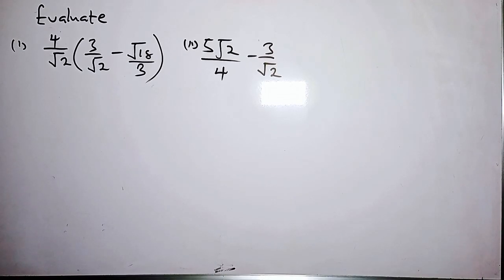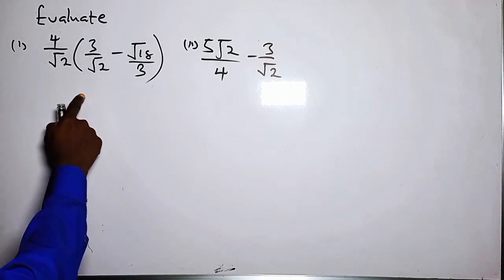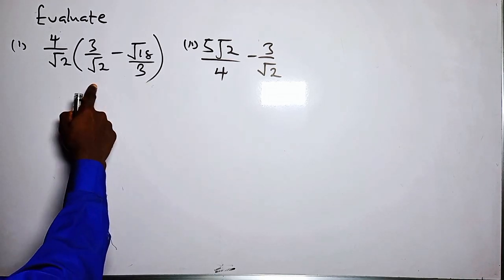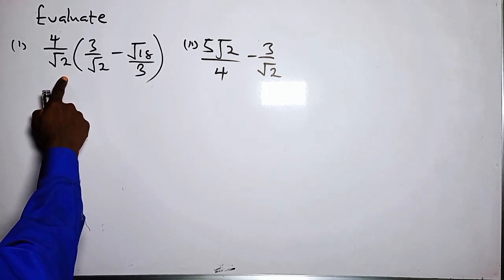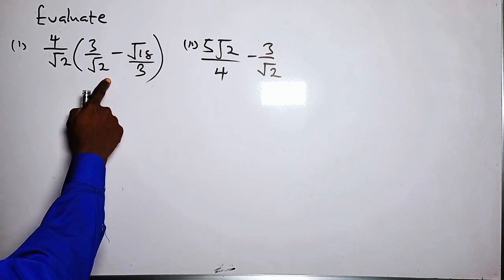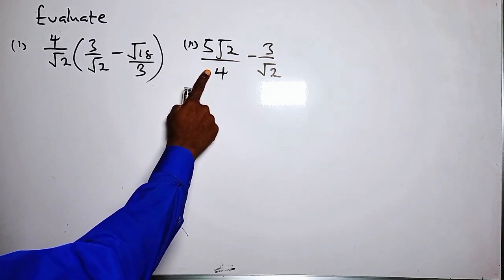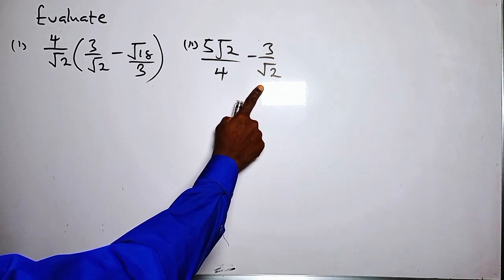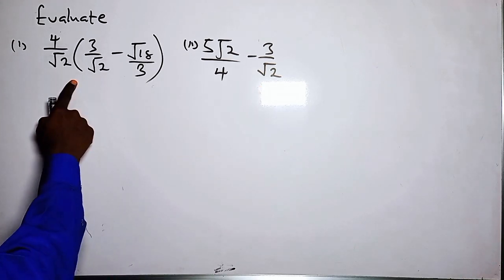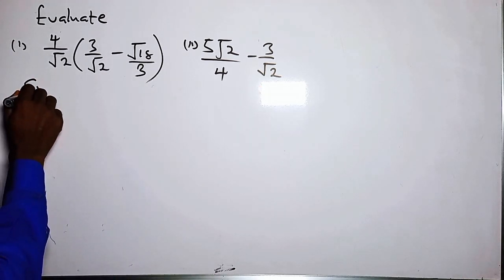Question says evaluate the surd expression. Okay, so we have two given sets of equations involving surds. We have 4 over root 2 into 3 root 2 minus root 18 over 3. We have 5 root 2 over 4 minus 3 over root 2. So how do we evaluate this solution?